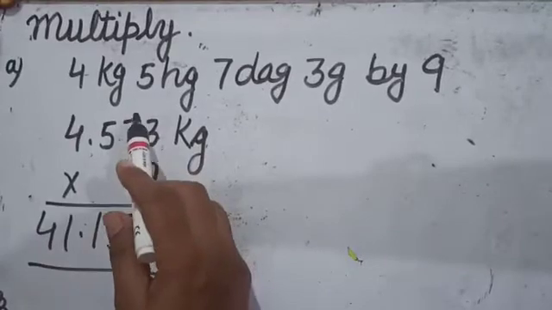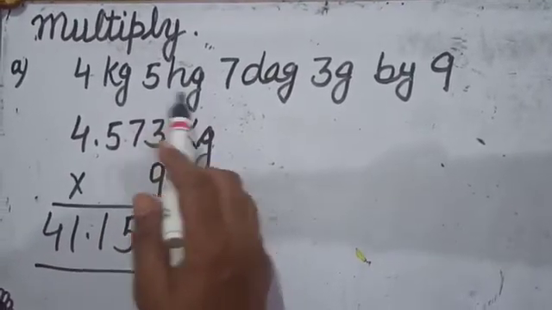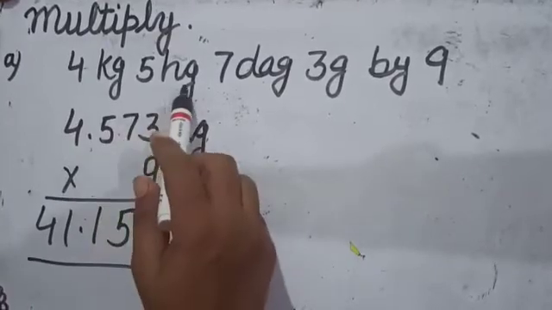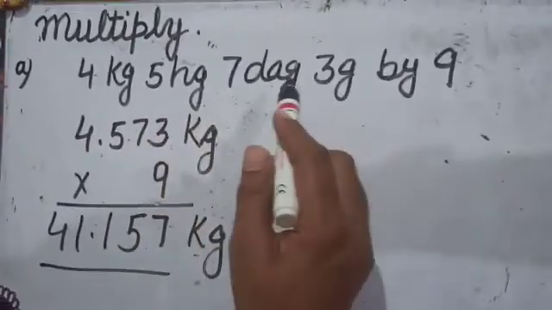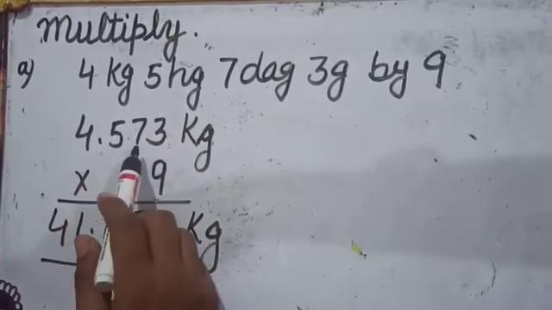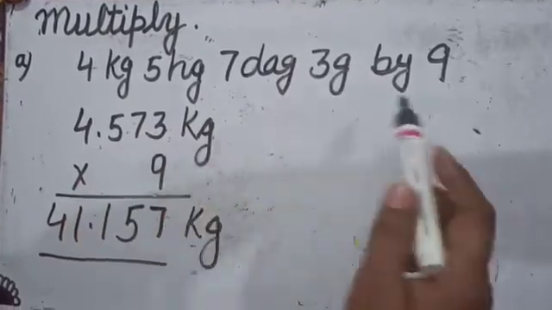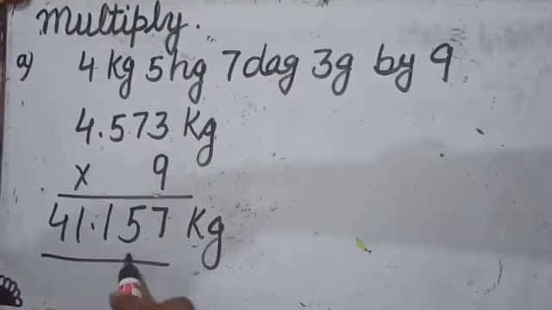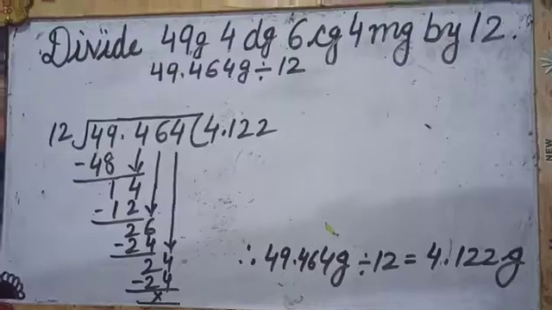Now we have to multiply 4 kilogram, 5 hectogram, 7 decagram, 3 grams by 9. In this also you will convert the given units into bigger unit. The bigger unit here is kilogram. So we'll convert hectogram, decagram, grams into kilogram. When we convert, we will get 4.573 kilograms, and multiplied by 9, the answer will be 41.157 kilograms.